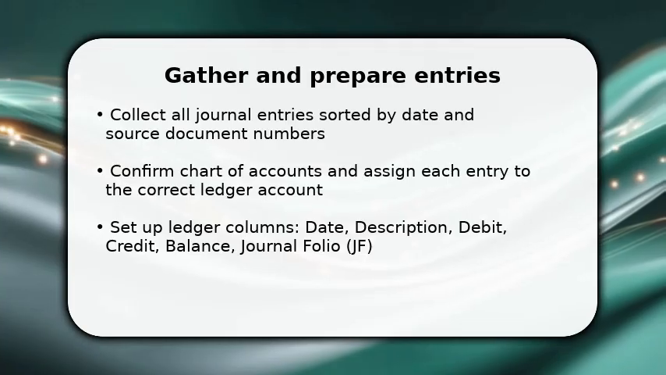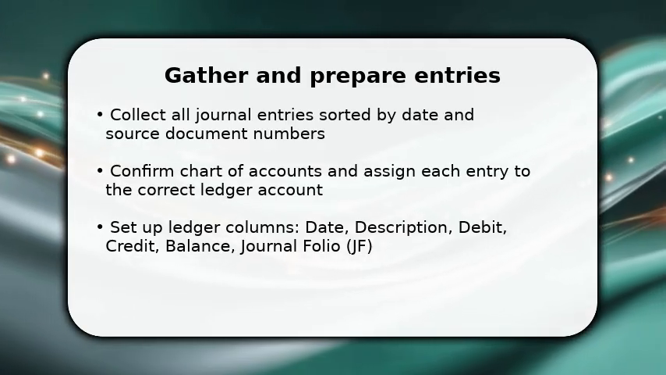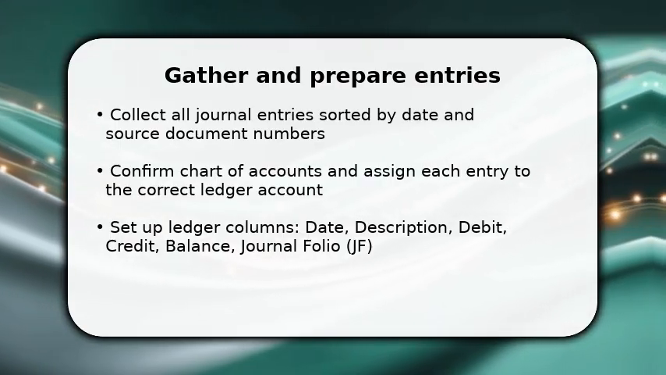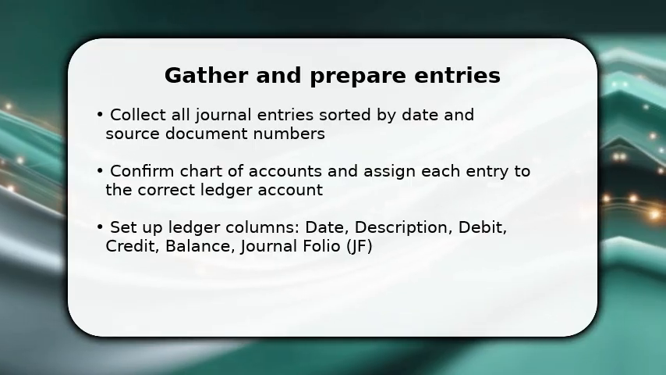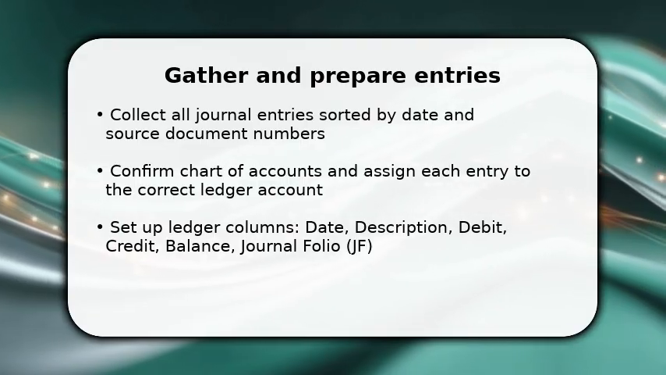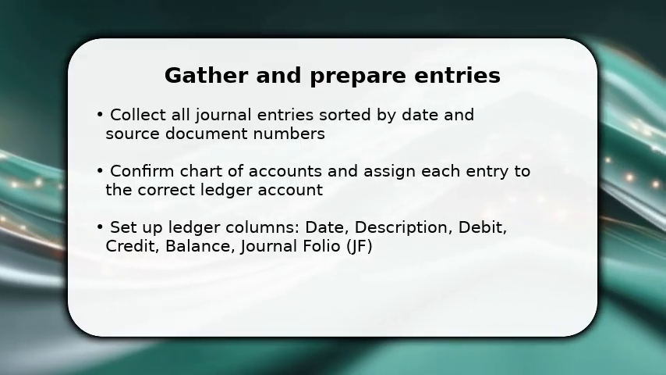You start by collecting every journal entry and matching it to your chart of accounts so you can post accurately. Once done, set up the ledger page with date, description, debit, credit, balance, and a journal folio column for traceability. Make sure amounts and account names exactly match the journal.